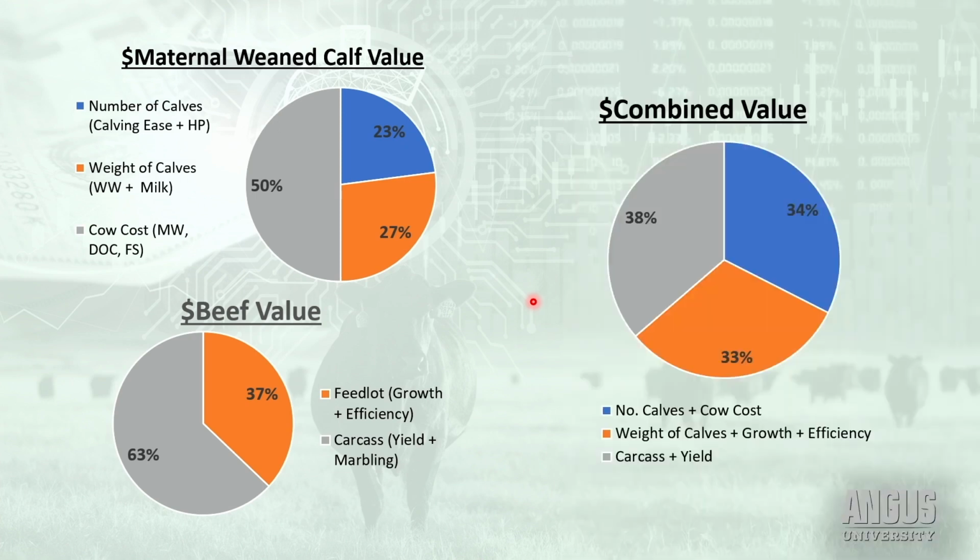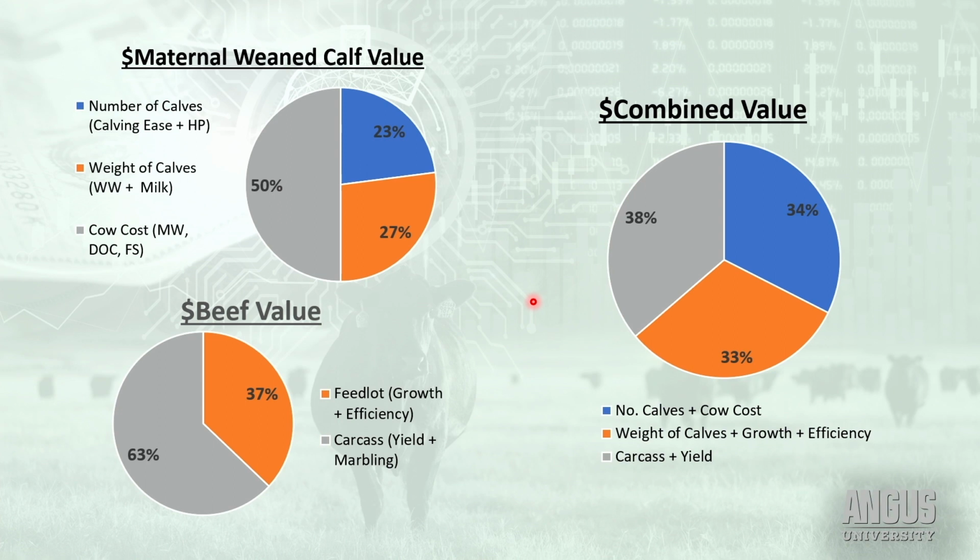And then finally, your last one, which is basically trying to combine the profitability through those two different sectors, your combined value index, which is basically 34% due to the number of calves and the amount of cow cost. The orange would be 33% based on the weight of the calves and that efficiency through the feedlot. And then 38% being that kind of carcass and yield quality component.